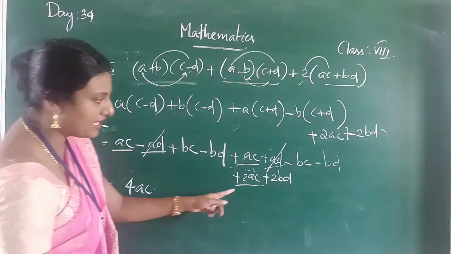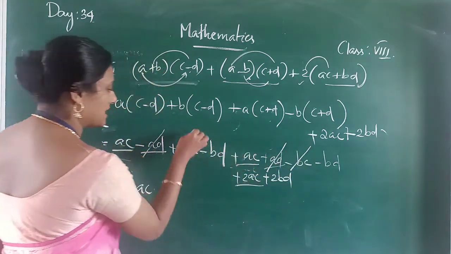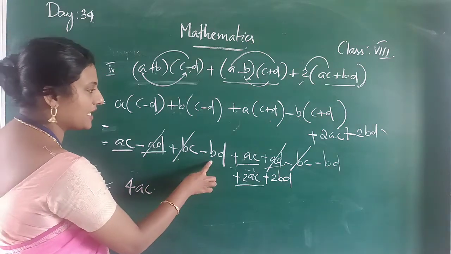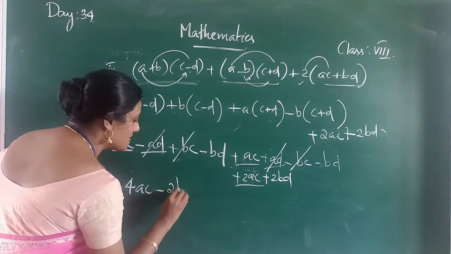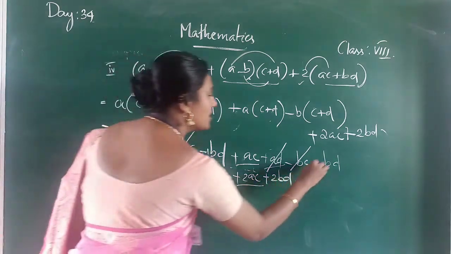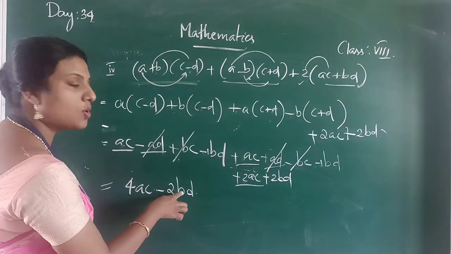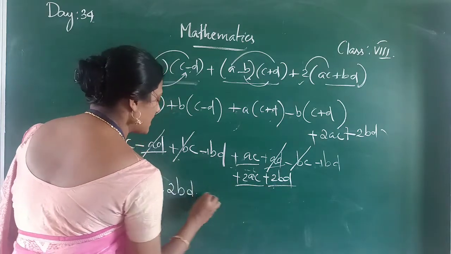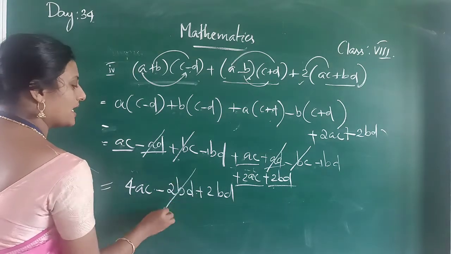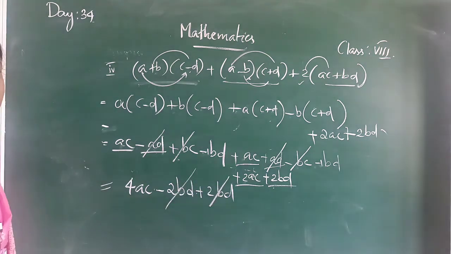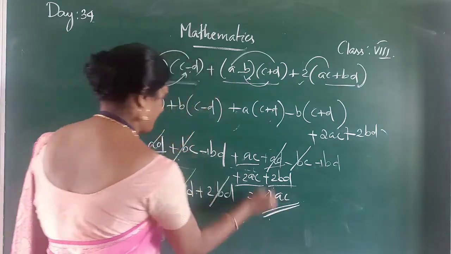Is there any other AD there? No. Next, plus BC, then minus BC, cancel. Minus BD, minus BD. What is the answer? This is minus 1, this is minus 1. Minus 1 plus minus 1 is minus 2. So, minus 2BD. Here, one more term is there, plus 2BD. So minus 2BD plus 2BD, you can cancel because they are the same terms with different sign.